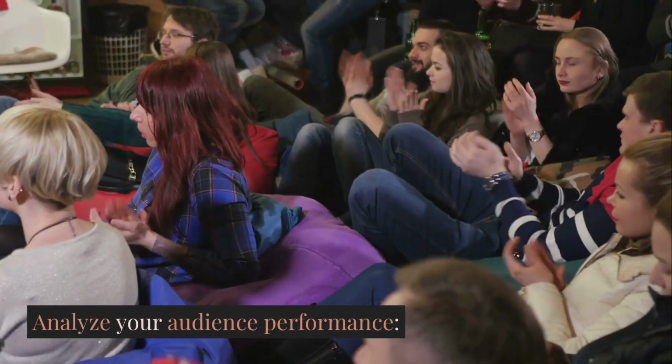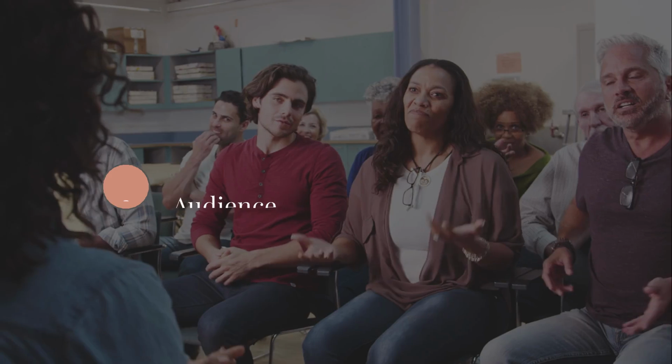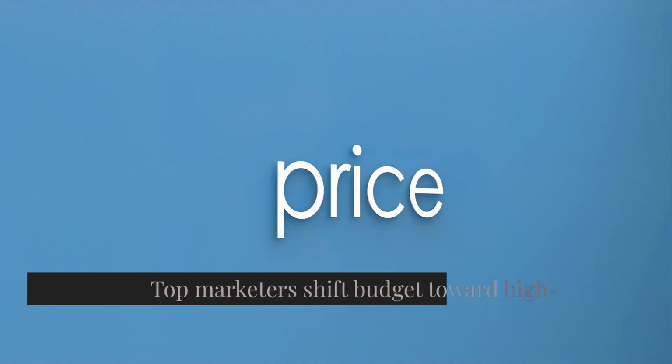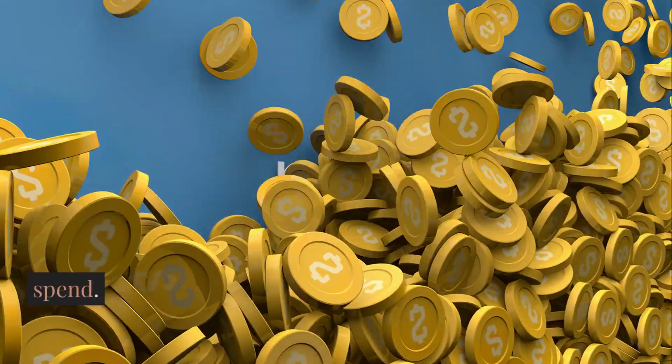Section 3. Audience and targeting. Analyze your audience performance: demographics, age, gender, geo and device performance, audience overlap and exclusions. Top marketers shift budget toward high-performing segments and eliminate wasted spend.